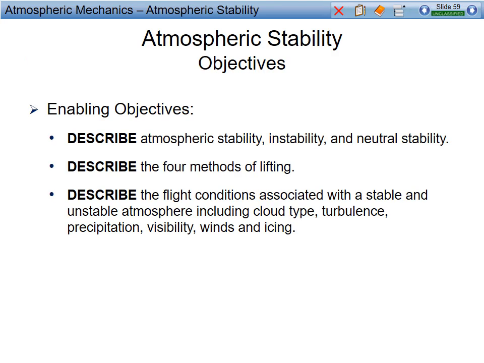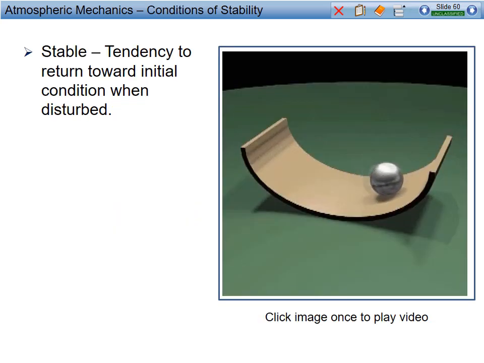The next topic is atmospheric stability. These are the enabling objectives for this lesson. The video here will show a demonstration of a stable atmosphere, or the tendency of something to be stable, and that is for it to return to its initial condition when it is first disturbed. In this case, the ball would roll up the sides, and then it would return back down to the center to come to rest from where it started.